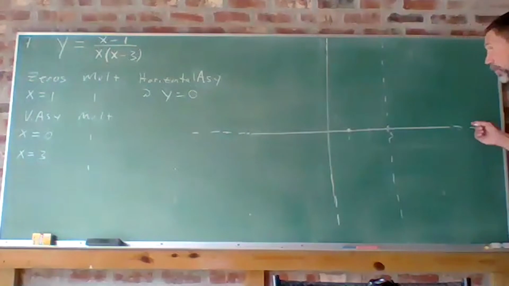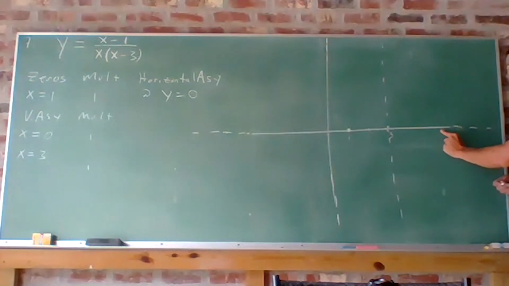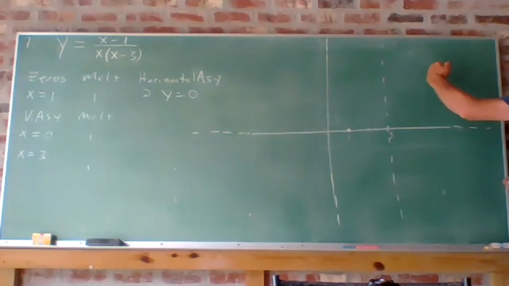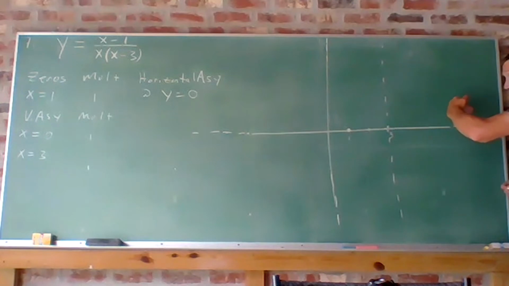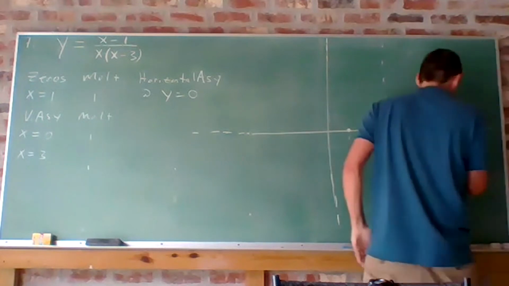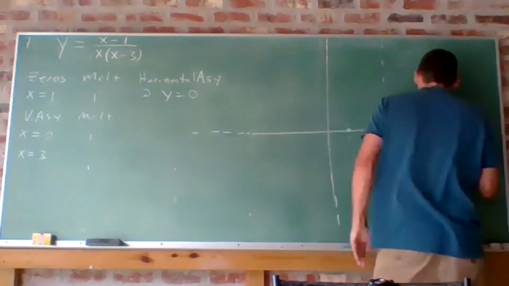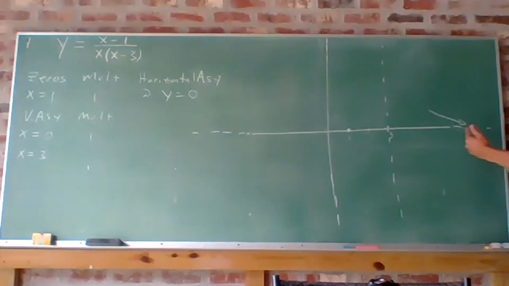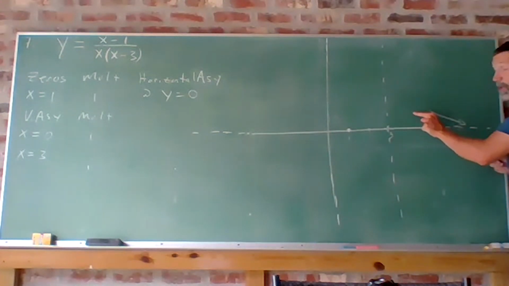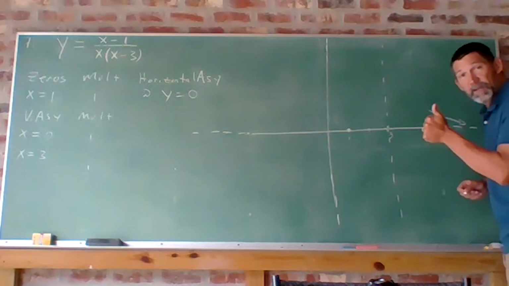I'm going to graph it from right to left. When x is very large, my y value is positive, but it doesn't go up. It must approach this as an asymptote. So I know now it approaches from above. And now I'm just going to follow my nose. I'm going to graph this going this way. I'm looking for zeros, and I'm looking for vertical asymptotes.